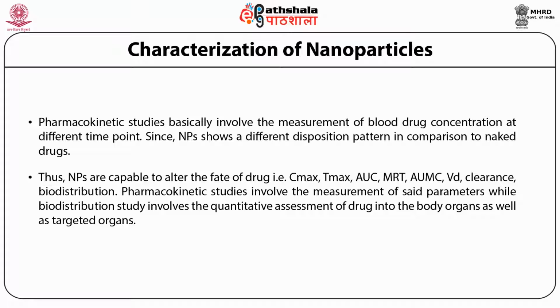Pharmacokinetic studies involve the measurement of set parameters while biodistribution studies involve the quantitative assessment of drug in the body organs as well as targeted organs.